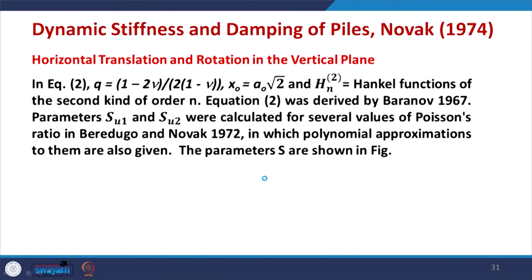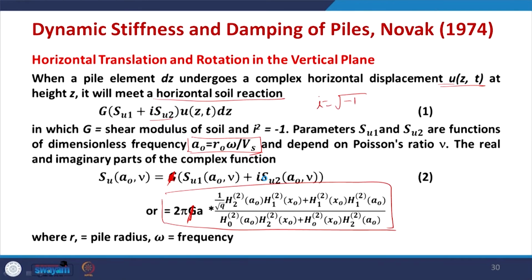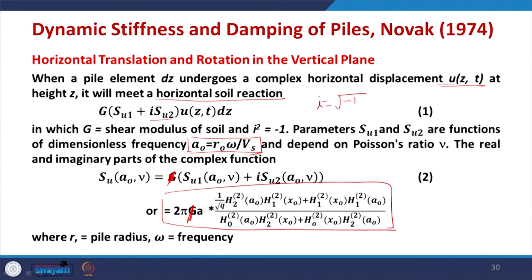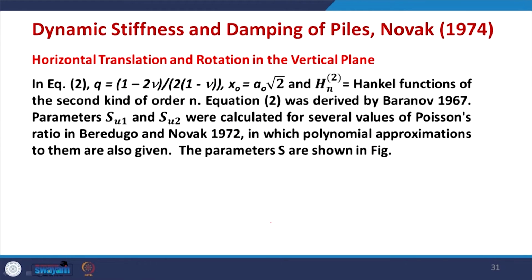So, the chart is like this. Before we talk about the chart, what is Q in this equation? Q is coming in this equation, and you have in this equation the value of a_0, H 1, and so these are given here.